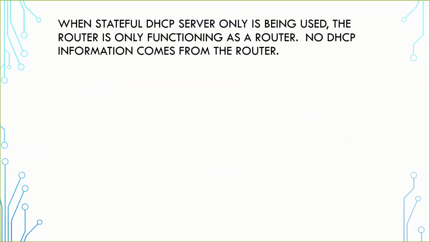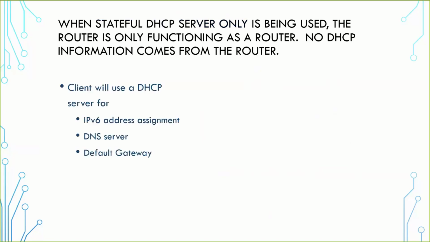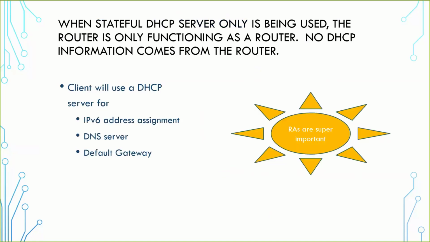When a stateful DHCP server only is being used, the router is only functioning as a router. No DHCP information is coming from the router. So the client will use the DHCP server for everything: the IPv6 address assignment, the server, gateway, whatever information it needs. The DHCP server is hosting all of it. So can everyone see why knowing that the router advertisement is managing all of this communication is super important?